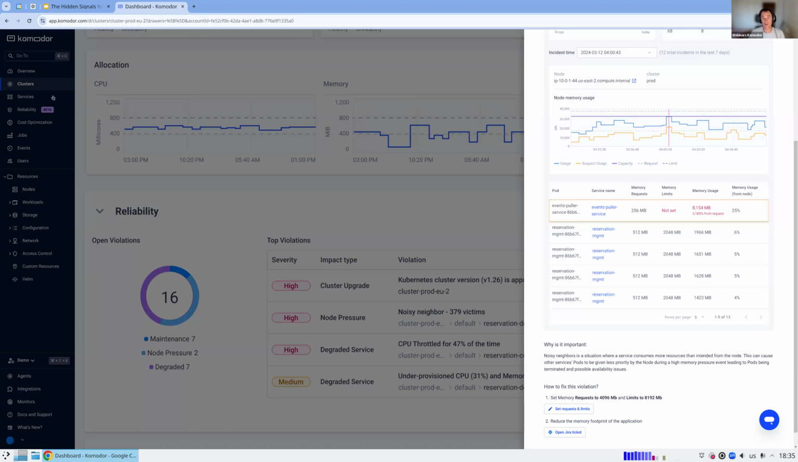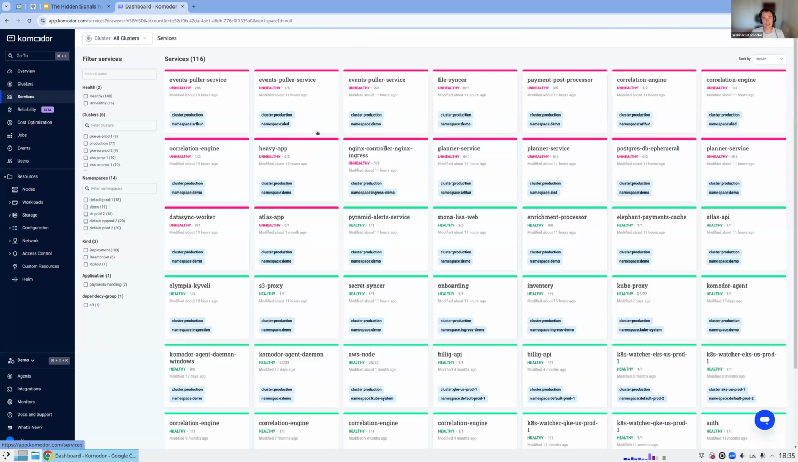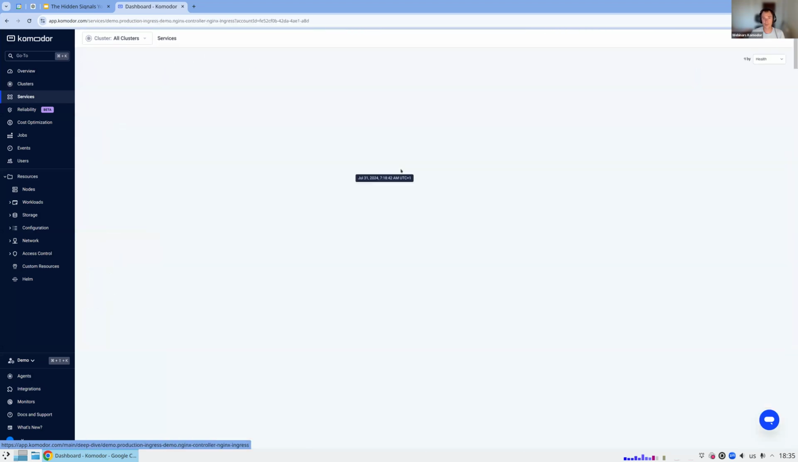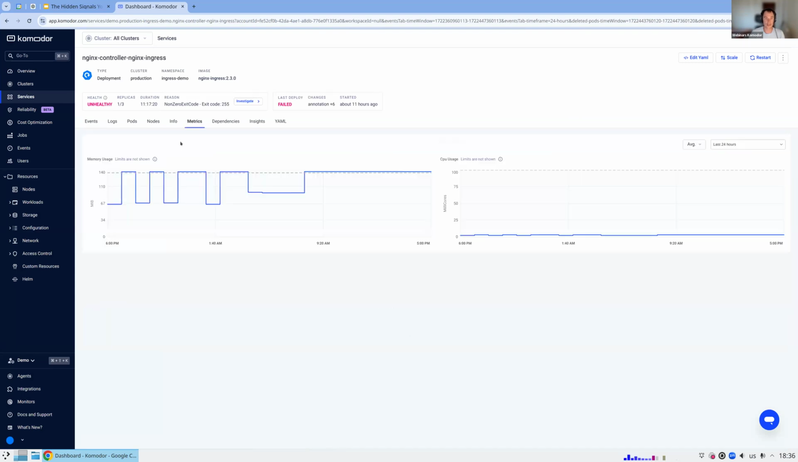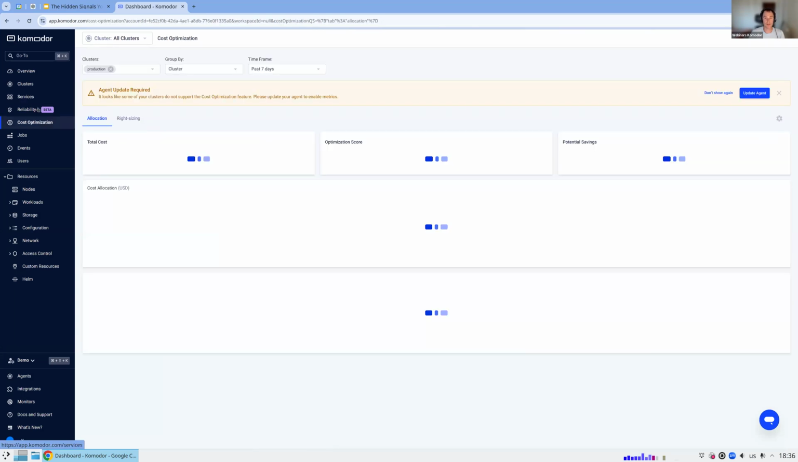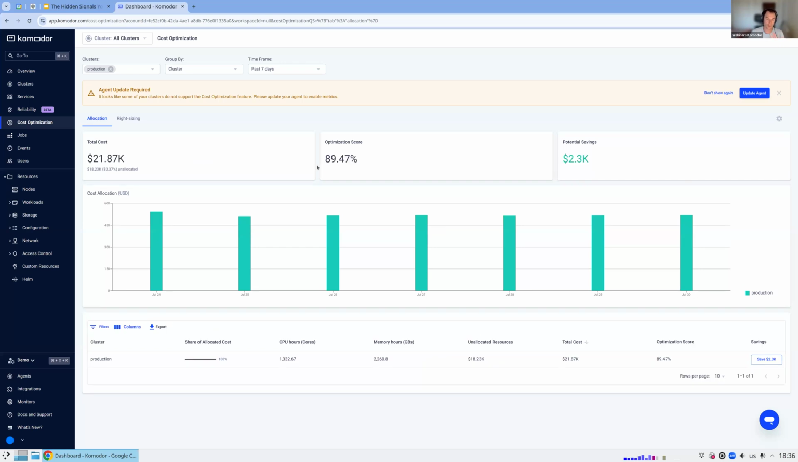And then there's the large platform where we can start investigating the troubles of the services, the metrics that exist there, go into cost optimizations, many areas of the Commodore platform. If you are interested, you can contact us and we will give you a dedicated demo on that.